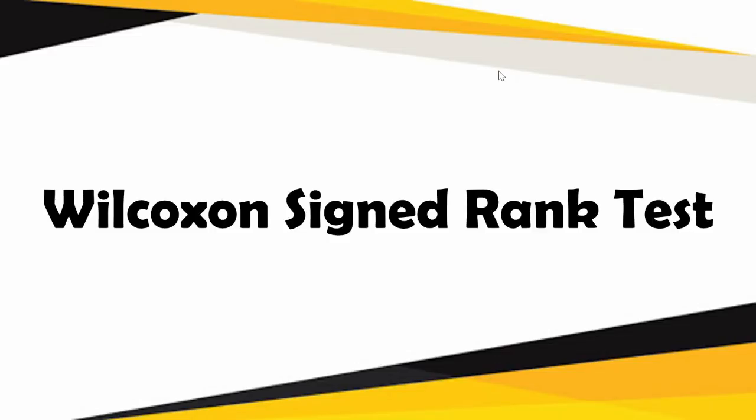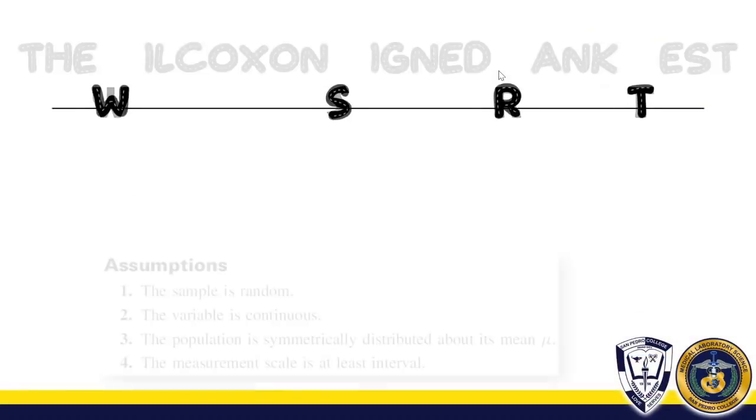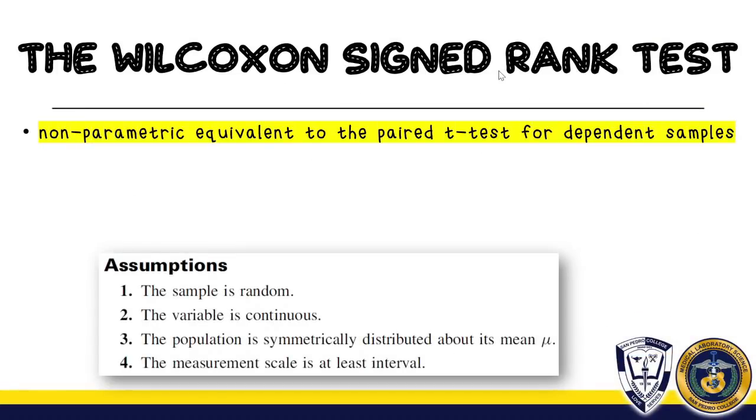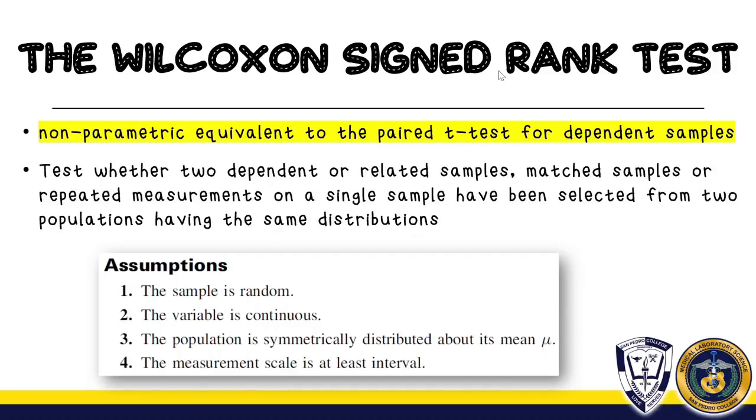So now we proceed to our next type of Wilcoxon test, which is your signed rank. The signed rank test is actually the non-parametric equivalent to your paired t-test for your dependent sample. It tests whether two dependent or related samples, matched samples, or repeated measurements on a single sample have been selected from two populations having the same distribution.